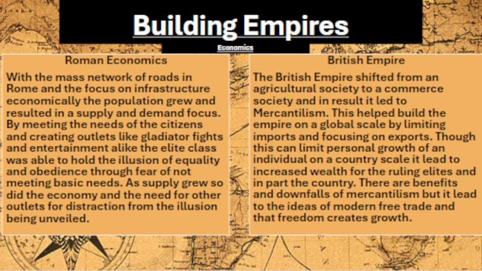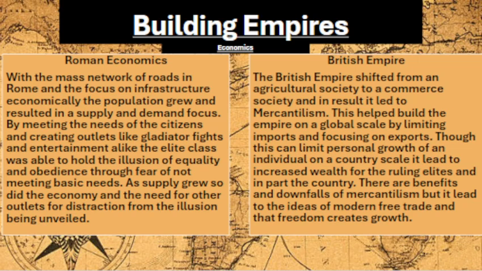As the supply grew, so did the economy and the need for other outlets for distraction from the illusion being unveiled. This was a way that the elite was able to control the power that they had, which in turn helped build the empire to what it was at its height.